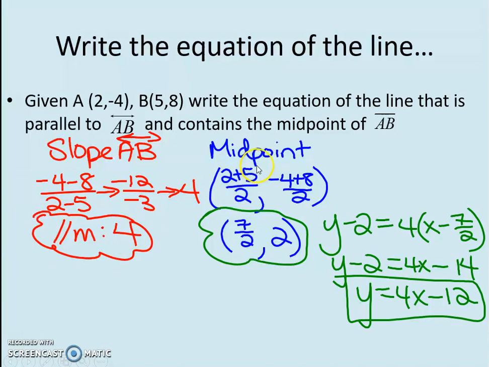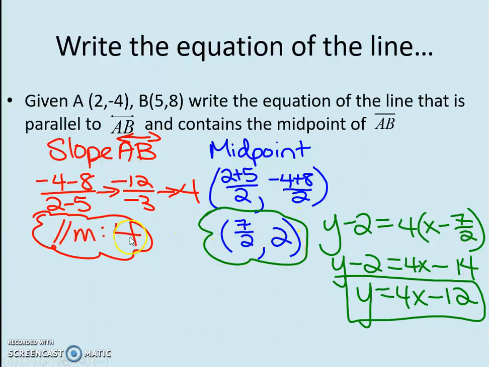Now we need to find the midpoint between A and B. Remember, the midpoint is x1 plus x2 divided by 2. So 2 plus 5 is 7, and 7 divided by 2 is your x midpoint. The y midpoint is negative 4 plus 8, which is 4, divided by 2 is 2. So this is your midpoint.